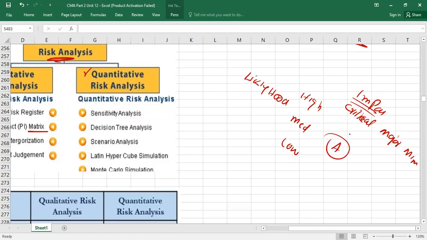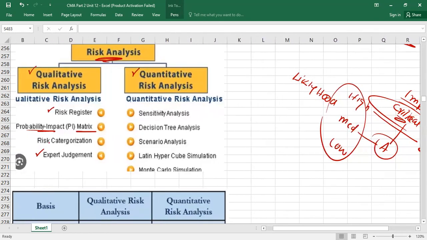So for example, I'm saying that risk A falls here. Here means to say the chances are medium. Let's assume that this risk will arise, but impact is critical. Maybe risk B, I'm saying it is here. Chances are high and impact is major. If I'm using these kinds of words, this is called qualitative. Usually digits are not involved here, right? So that is qualitative risk assessment. Even expert judgment is qualitative.